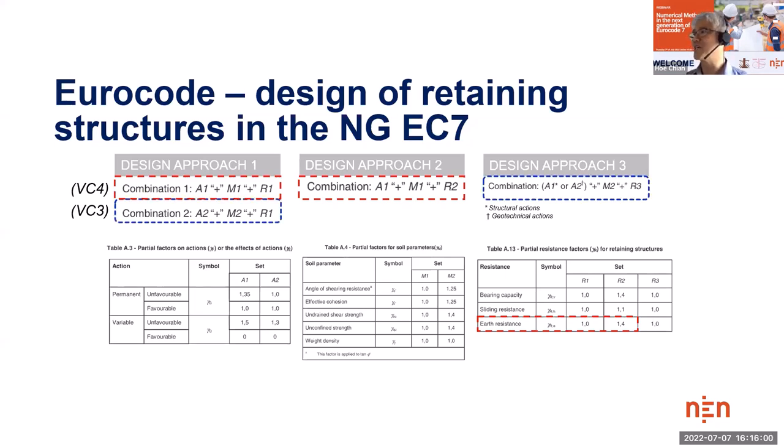For those who are using design approach 3, for geotechnical actions, you only check it for verification 3, and now you have to check it against verification case 4, because your structural action, which is applying partial factor on action and material factor, is maybe more onerous than the verification for case 4. So you have to do a verification case 4 to replace your structural action verification.